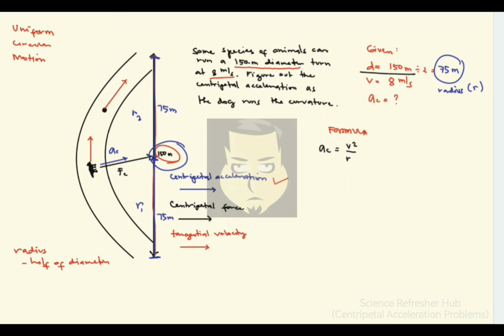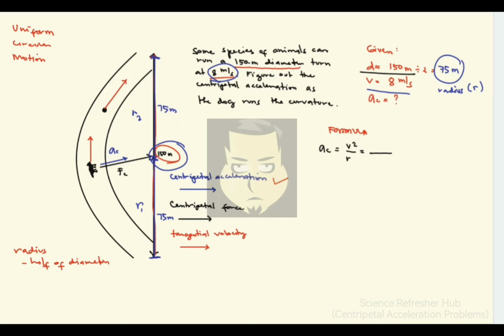Okay, now the velocity is given in the problem. It's 8 meter per second. That's constant when we're dealing with uniform circular motion. Speed is constant all throughout the curvature or the rotation or the revolution, or when the object is moving in a circular manner. Okay, so let's do the math now. It's very easy.